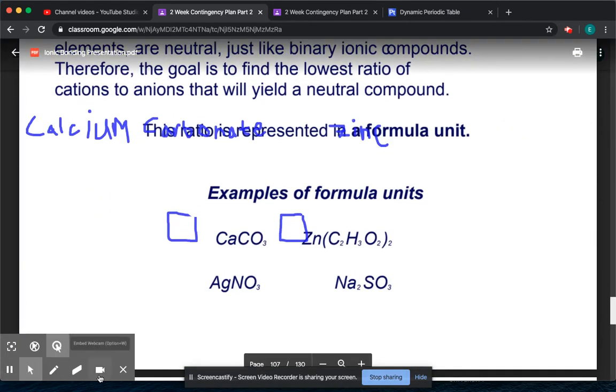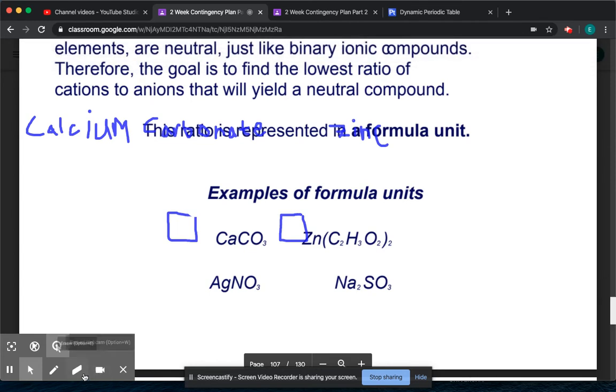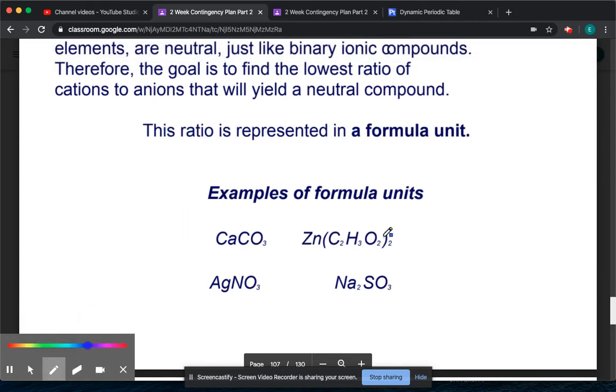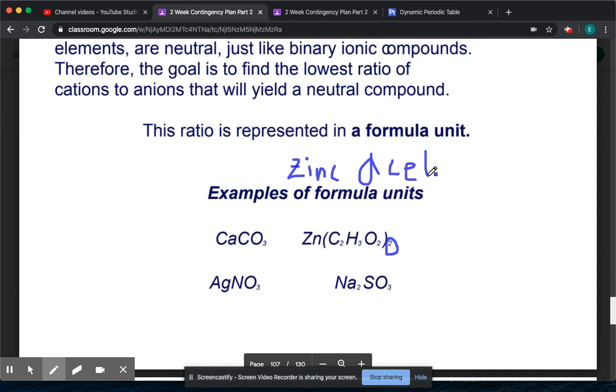Zinc is +2. So zinc is +2 and acetate is -1. You need 2 acetates, which is why they have this 2 here. So this is zinc acetate. And let me explain the brackets that they have on there. So the name of this one is zinc acetate. Remember, the metal comes first as always, and then all you have to put is just the name of whatever the polyatomic ion is. And you would just get that from the table.